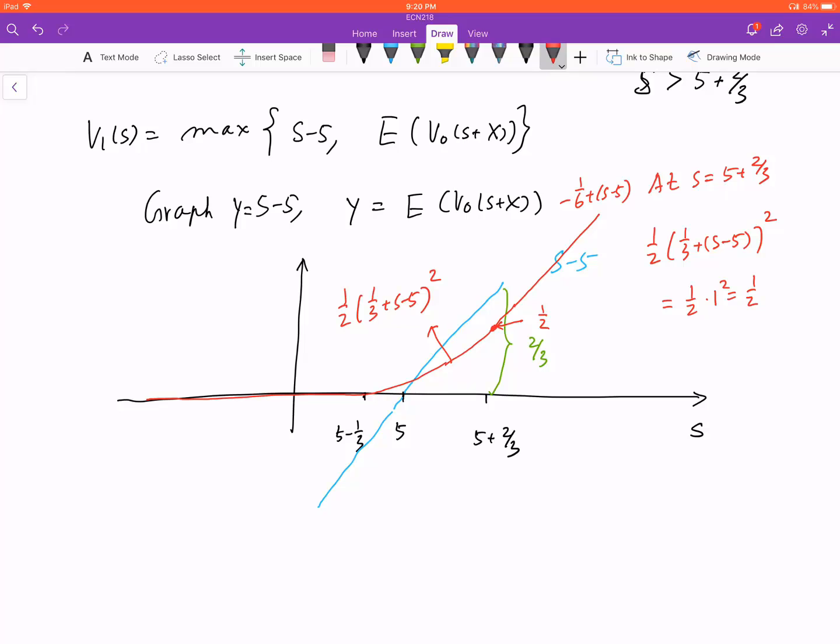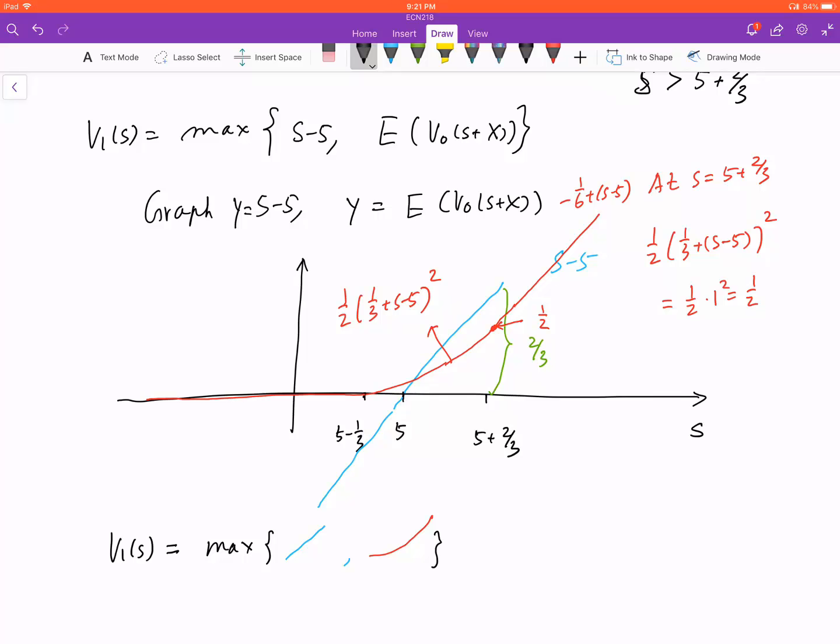Now, if we look at this graph over here, we know what's going to be V1 of S. So for V1 of S, I'm going to use a different color. It's a graph we will try to see. We take the maximum, the max of this blue line and the red line over here. So whoever is bigger, then we have the value.